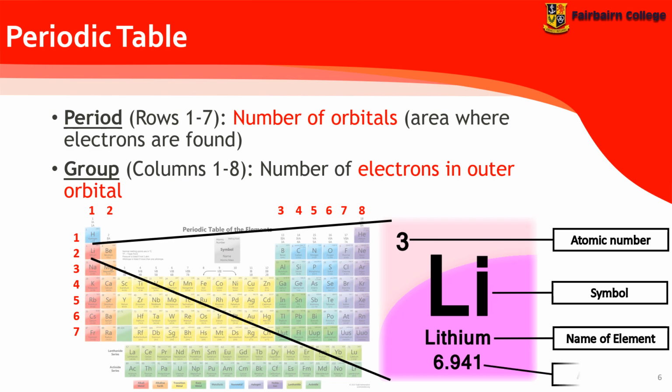Then the second number we have is the atomic mass. So basically it's just the mass of the atom. And these two numbers can tell us a lot more about the atom. So let's have a look at that on the next slide.